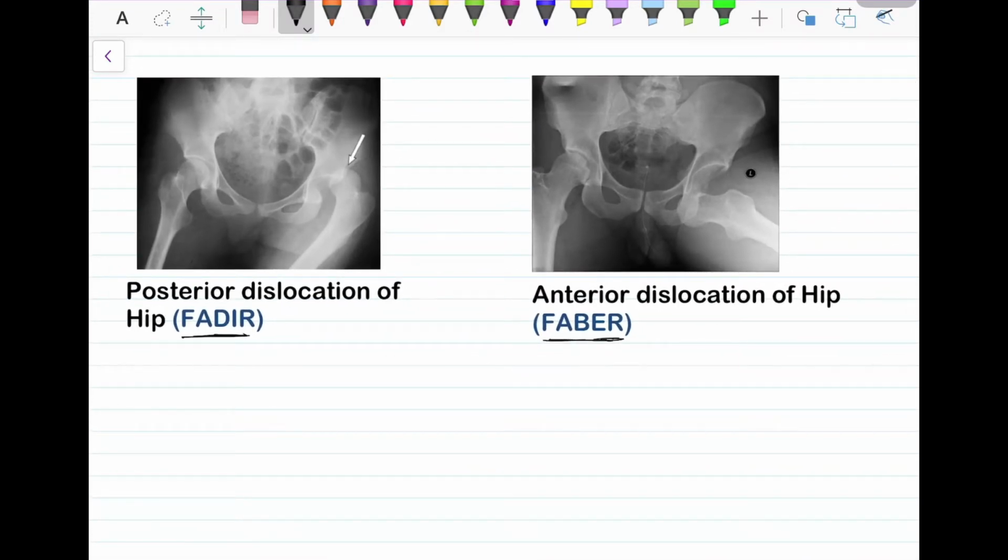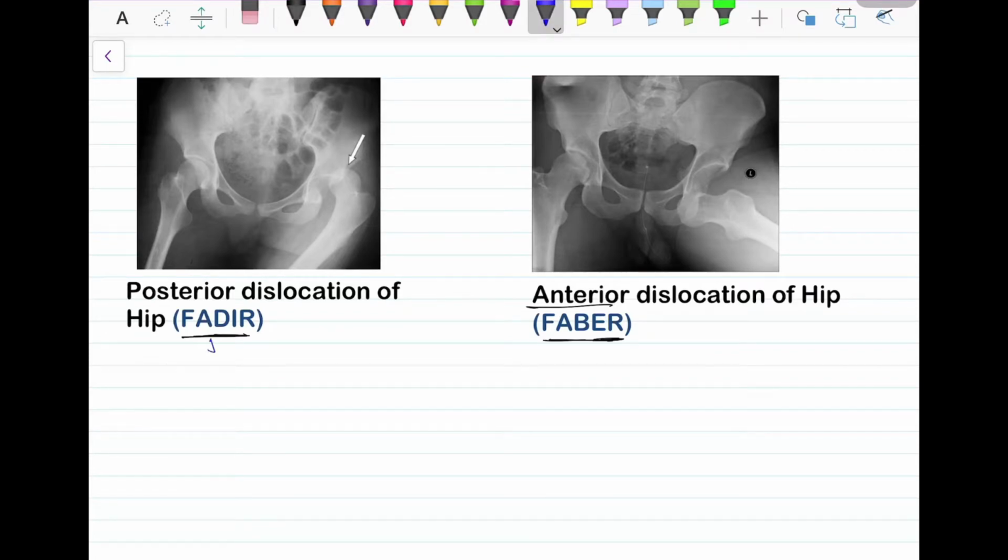abduction and external rotation. Now the identifying features are: in anterior dislocation we can see the lesser trochanter and greater trochanter both, but in posterior dislocation only greater trochanter is seen. In posterior dislocation the head of the femur looks somewhat smaller than the head of the femur which is in place, and in anterior dislocation the head of the femur looks larger than the normal side. So these are the differences between the anterior dislocation and posterior dislocation.